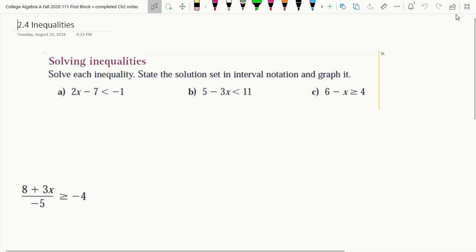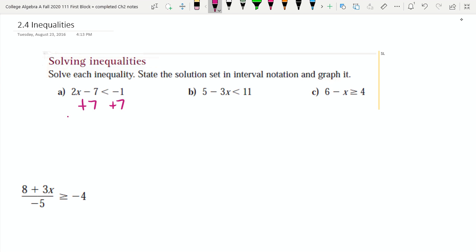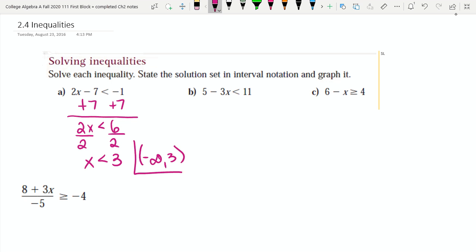All right, 2.4 notes, solving inequalities. First thing I want to do is add 7 to both sides on the first one. So I get 2x is less than 6, and then divide by 2. So x is less than 3. Write it in interval notation, and that would be negative infinity to 3 with the parentheses. So that's the solution, and then a graph of it would be 3, arrow going left.